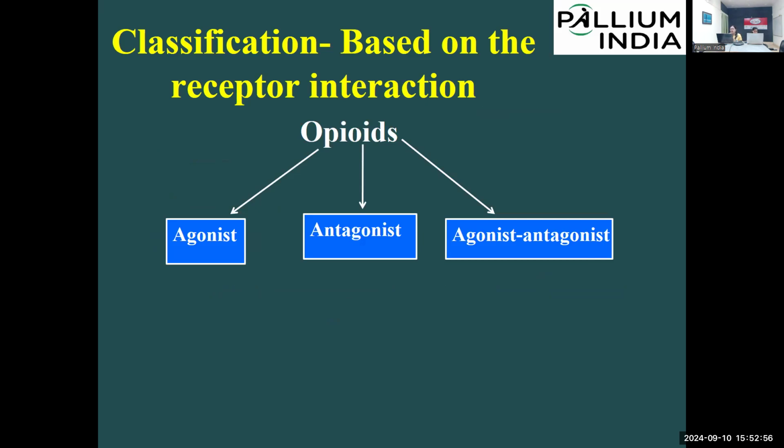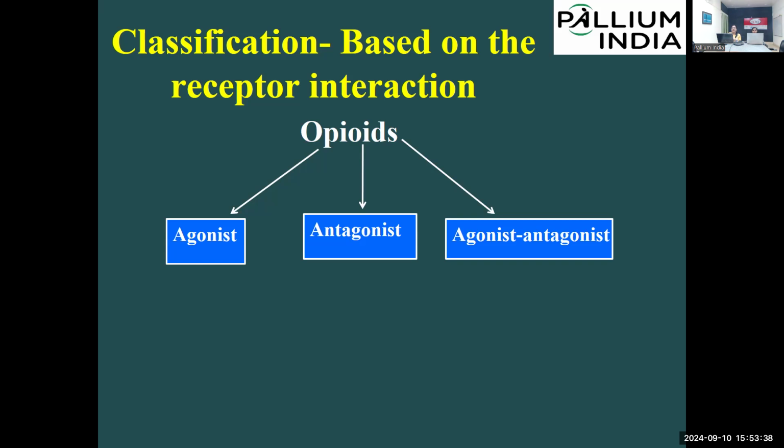Based on the receptor interaction, the opioids can be classified as agonist, antagonist, and agonist-antagonist. What is an agonist? Morphine is a mu agonist. What does that mean? This drug combines with the receptor site and produces its effect. For example, morphine combines with the mu receptor site and produces its actions. What is an antagonist? An antagonist blocks the receptor activation by the agonist by binding to the receptor site.